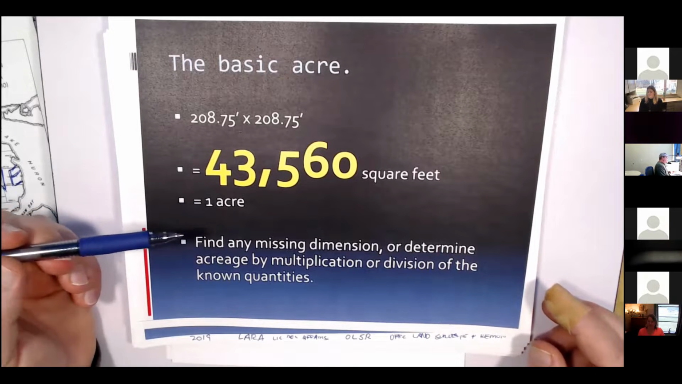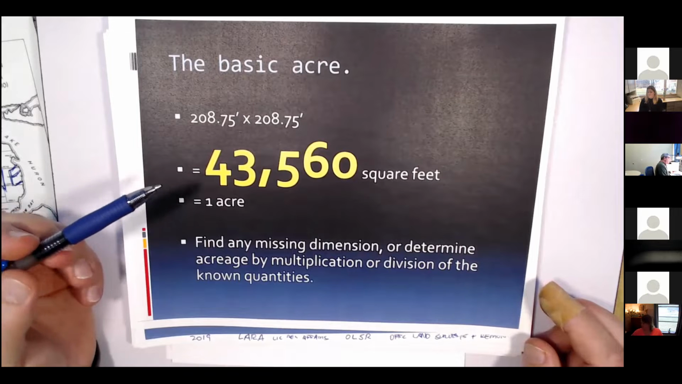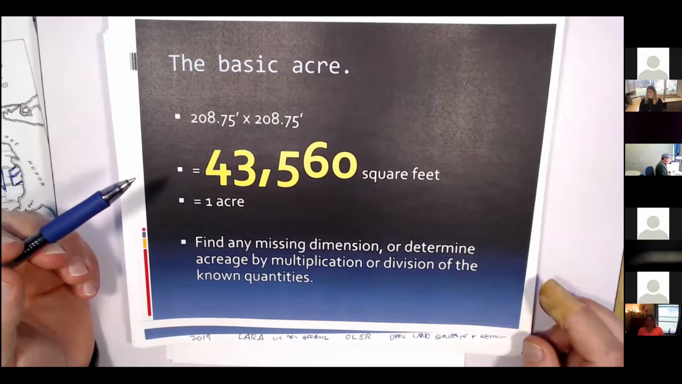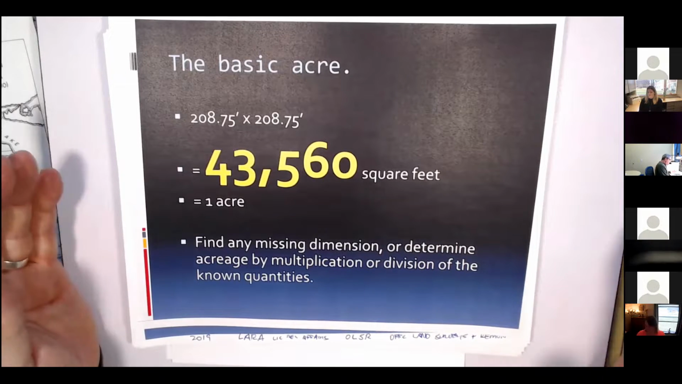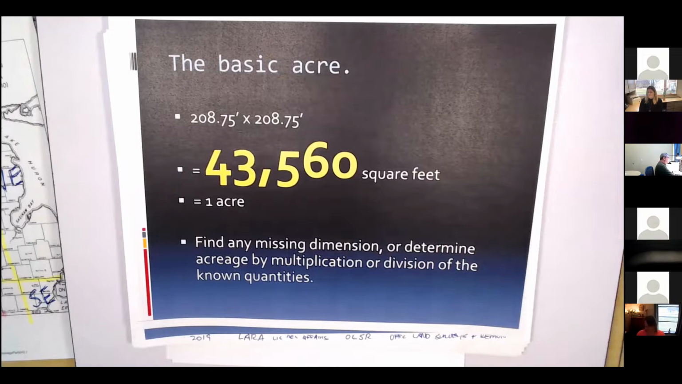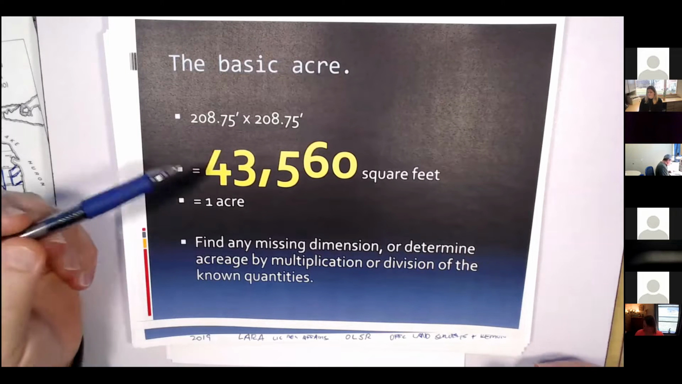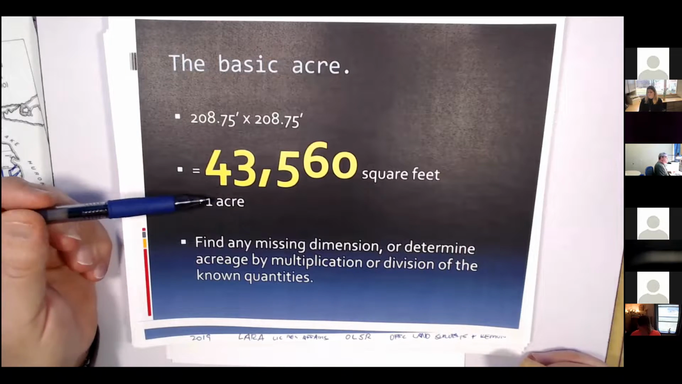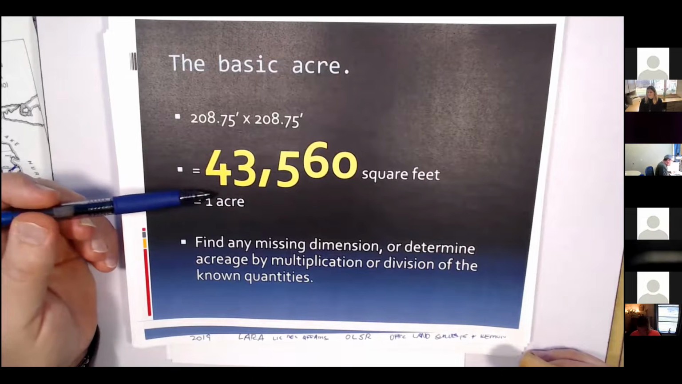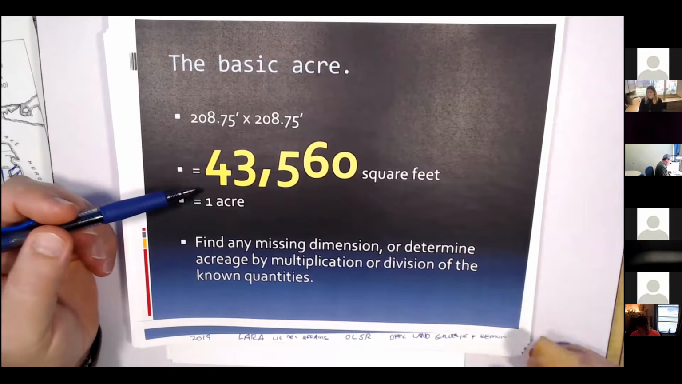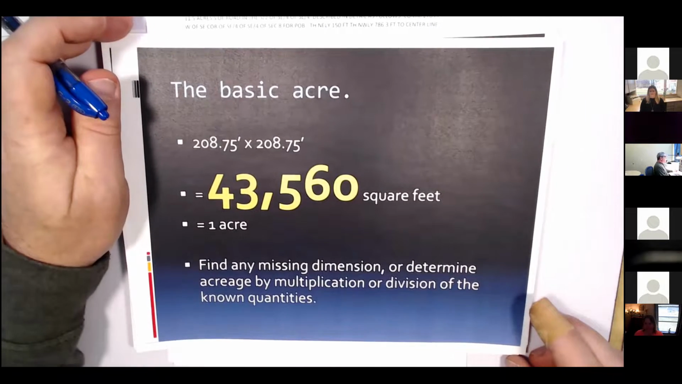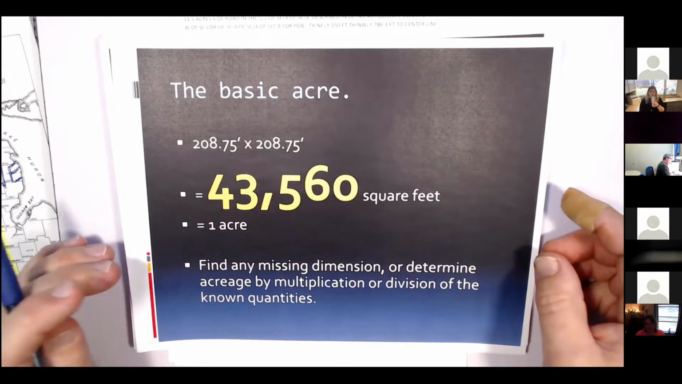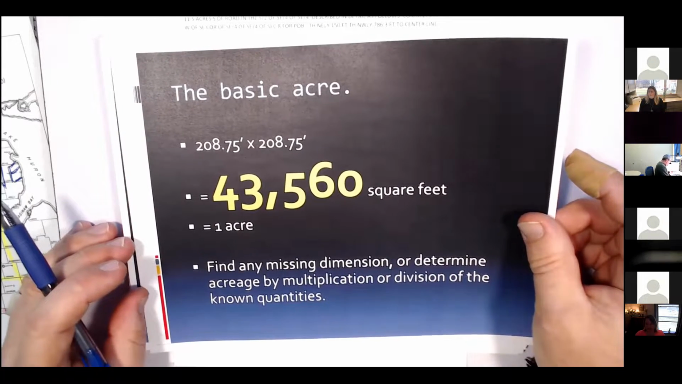If you have a piece of property that is 100 feet wide and let's say 200 feet deep, multiplying that 100-foot width by that 200-foot depth gives you 20,000 square feet. If you divide that by 43,560, that's going to tell you that you're just shy of half an acre. That's going to give you a decimal calculation that tells you your property is about 4/10 of an acre or so.